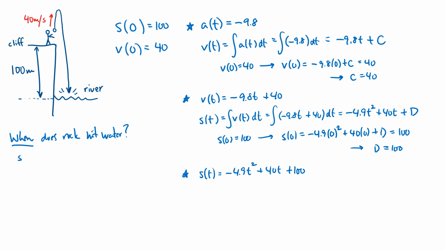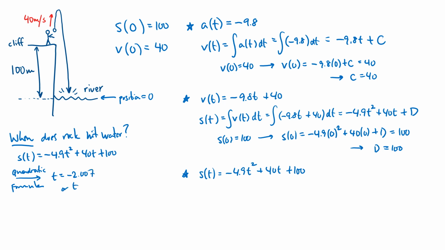So we're going to need to set the position function equal to 0, because the river is position equals 0, height 0. So negative 4.9t squared plus 40t plus 100 equals 0. I'm going to skip a little bit here and use my quadratic formula. That gives me two solutions, t equals negative 2.007 or t equals 10.17. Negative time doesn't make any sense here, so we discard that negative number, and so the rock is going to hit the water after 10.17 seconds.